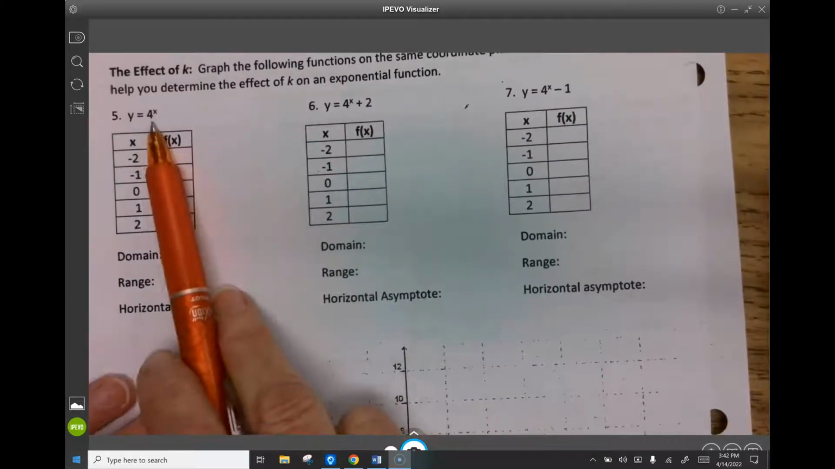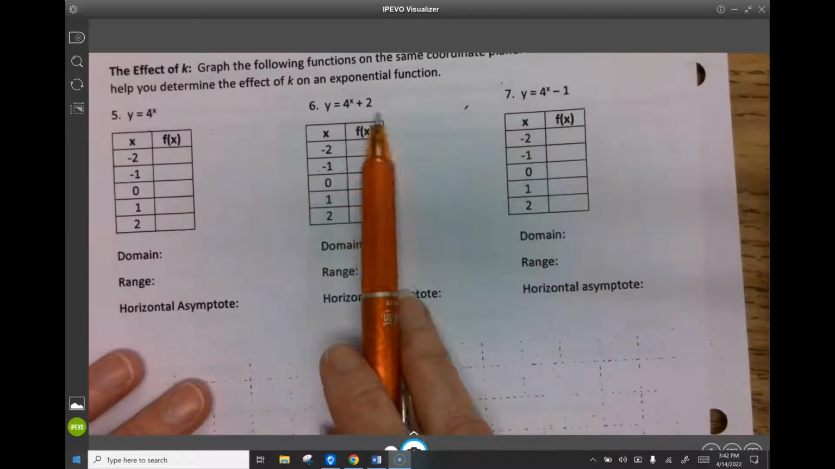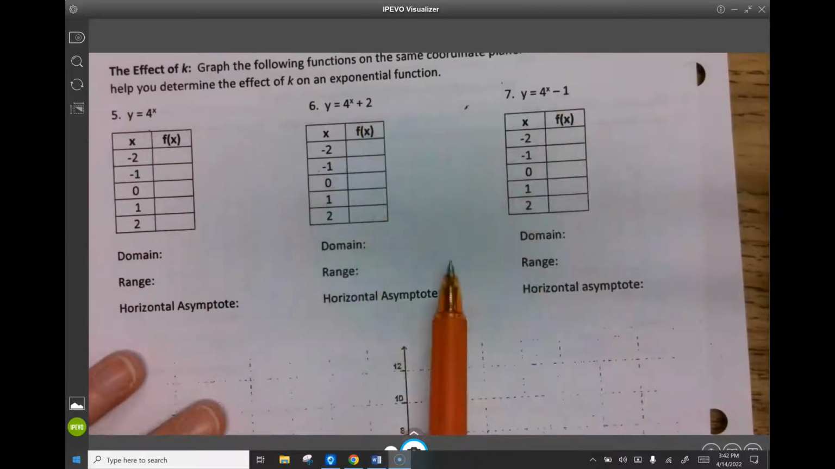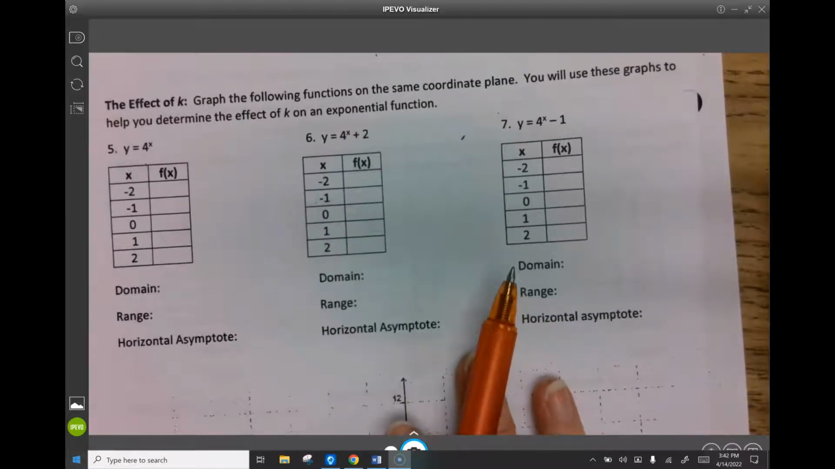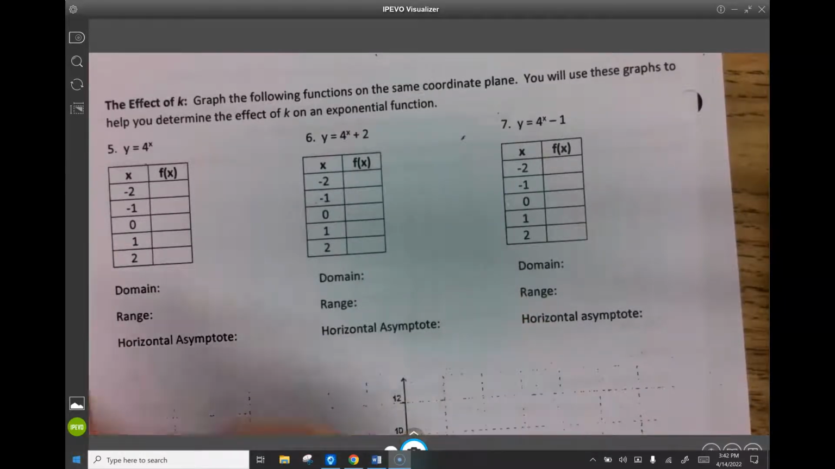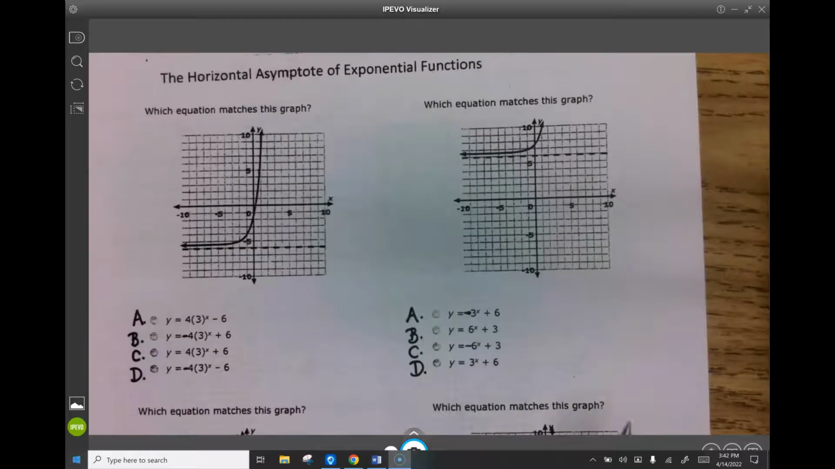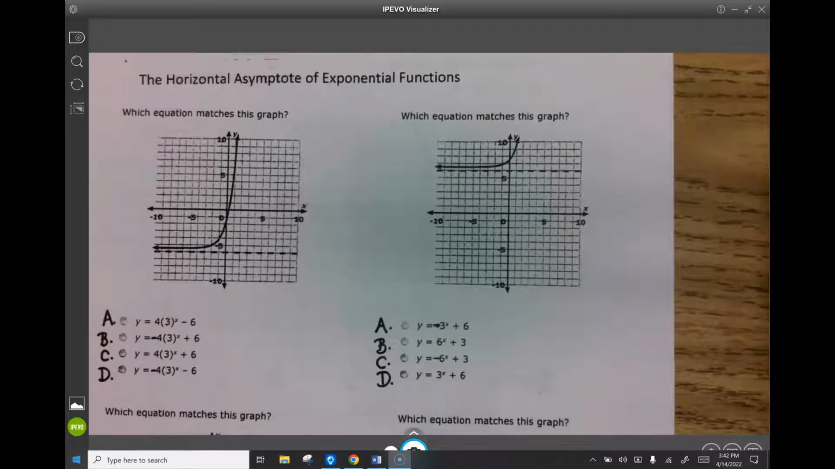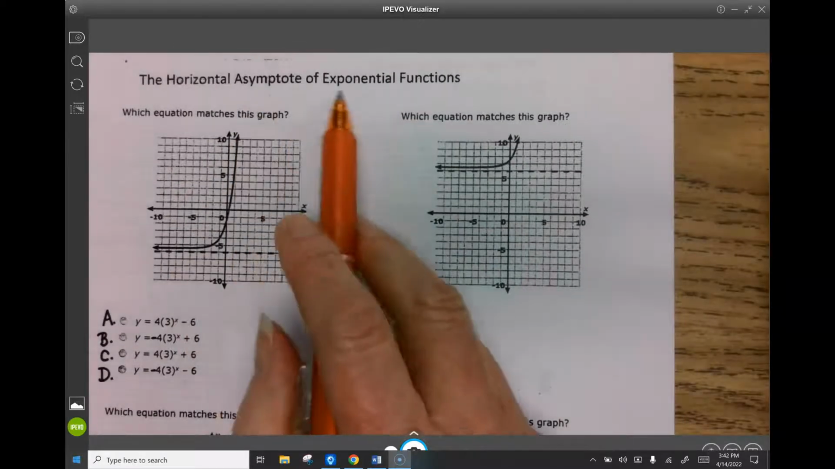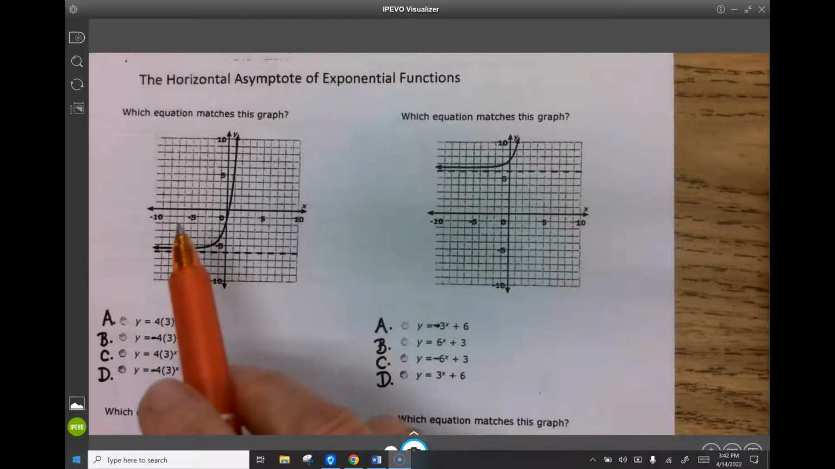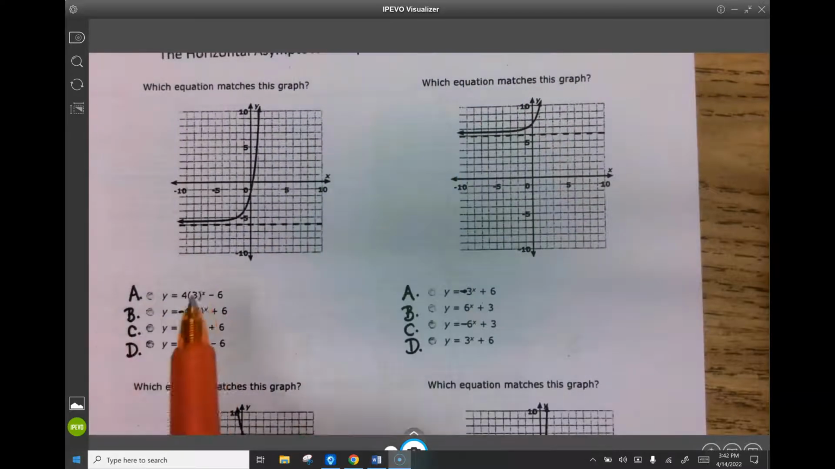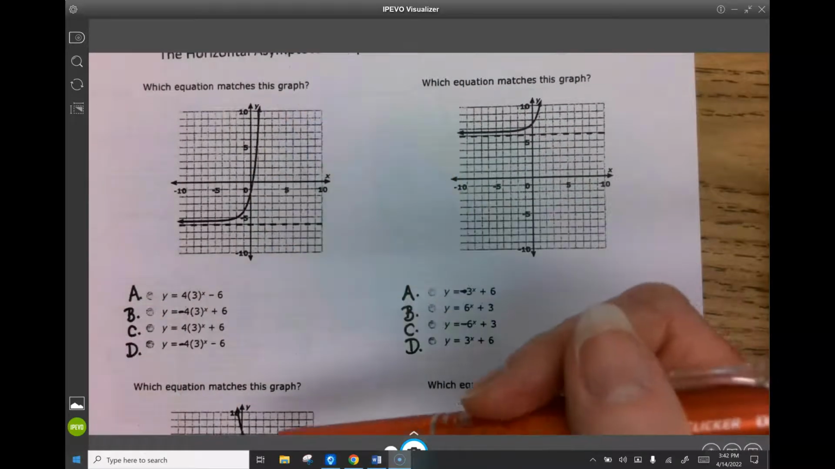On this side, okay, those same things, but these are going to be shifts. This is a side I want you to do for homework. Okay, so make sure you do 5, 6, and 7. Check with your teachers, see if they want you to do all of it. Because I want to go to this next page. The horizontal asymptote of exponential functions. This is something that's really helpful because you can see what the shift is doing, what's really happening.